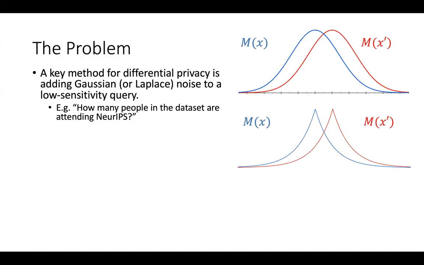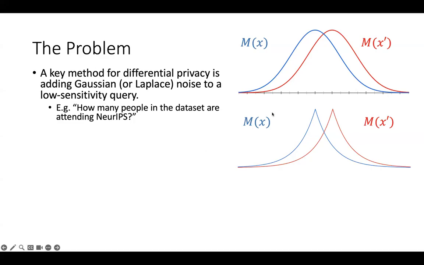How many people in the data set are attending a certain conference? How many people have a certain disease? These are sort of integer value queries. The sensitivity is 1 because a single person's data can only change the outcome by 1. And then we add Laplace or Gaussian noise.